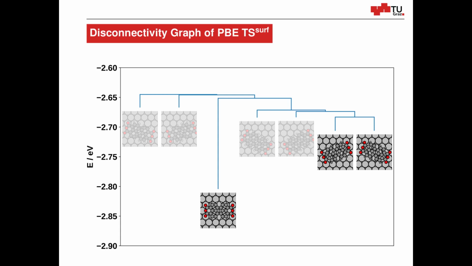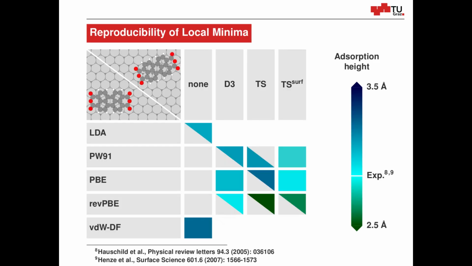And if we now do the same thing for all the other functionals and van der Waals corrections, we can find a picture like this, where in the upper left corner you see the 2 experimentally proposed adsorption geometries. You can see all the functionals and all the van der Waals corrections that we've used. And you can see if there is a colored tile whether we found one of the 2 experimentally proposed adsorption geometries. Now the color also tells us the adsorption height.